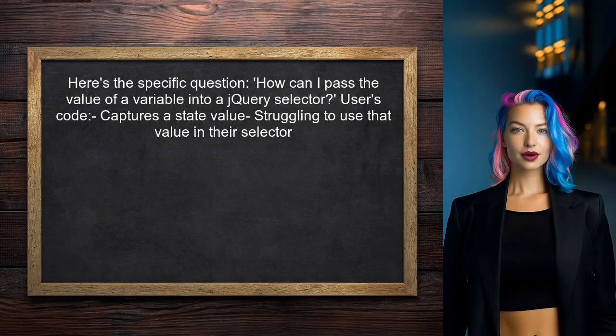Let's dive into the specific question at hand. One user asked, how can I pass the value of a variable into a jQuery selector? They shared their code, which captures a state value, but they are struggling to use that value in their selector. Sound familiar? Let's break it down.